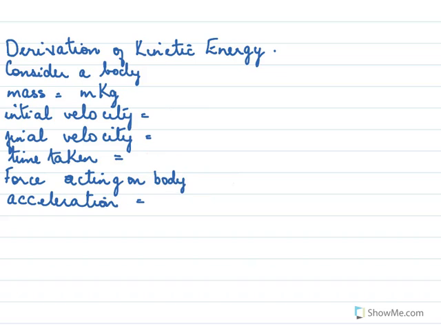Let's go over it again. Consider a body having mass m kg. It has an initial velocity of u meter per second. The velocity then changes to v meter per second. The time taken to change this velocity is t seconds. There is a force F newtons that acts on this body, and hence there is a change in velocity. And since there is a force, there is an acceleration of a meter per second square.